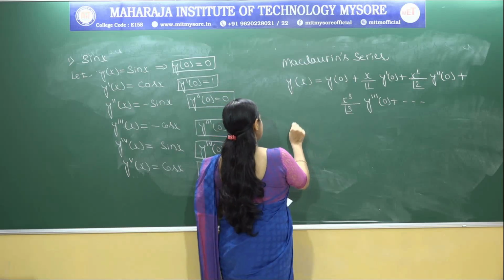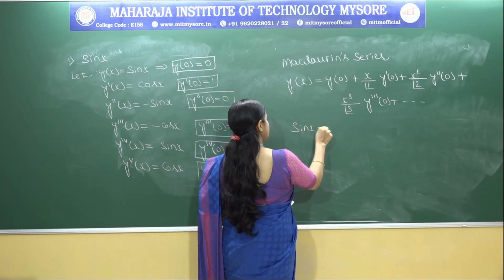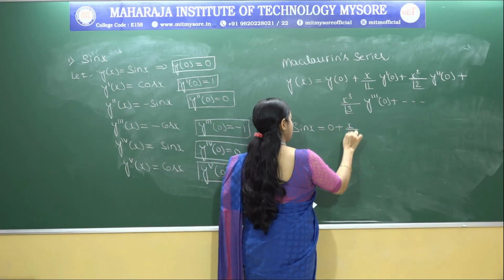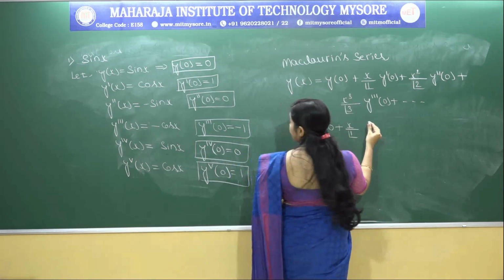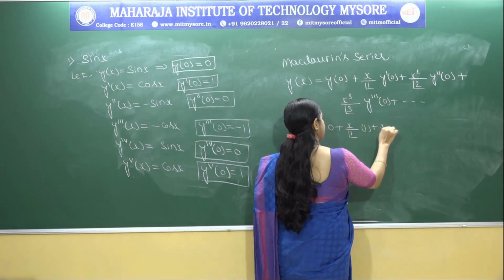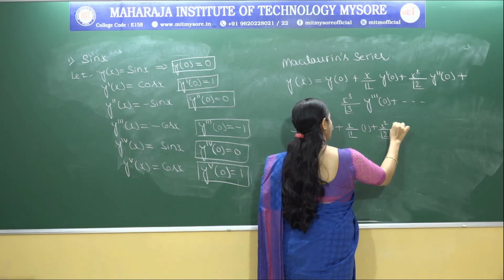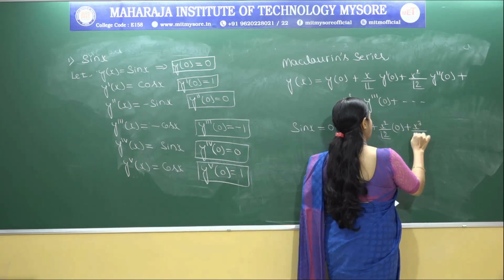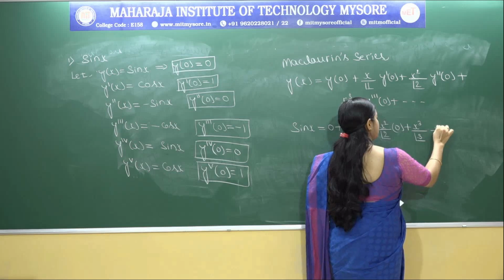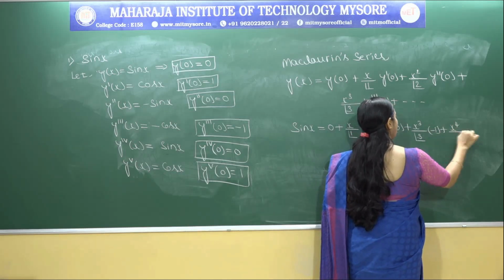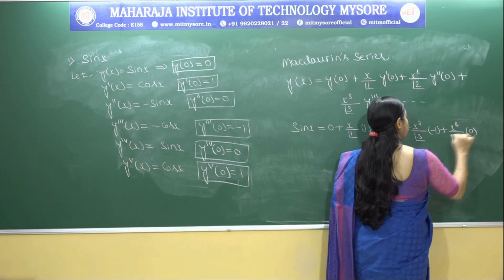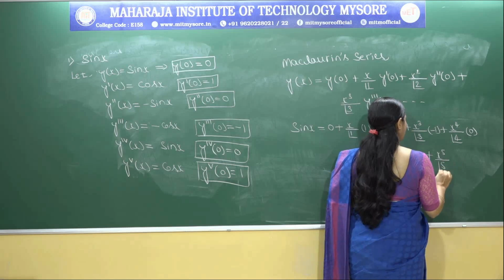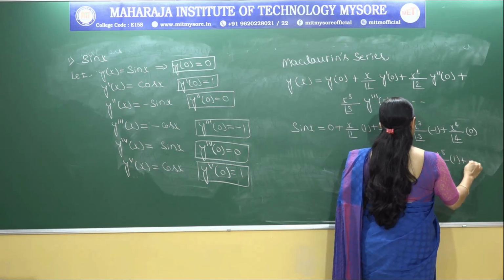So I go on substituting. The y of x is sin x. The first term, y of 0, is 0. Then x by 1 factorial, y dash of 0 is 1. x square divided by 2 factorial, y double dash of 0 is 0. The third term, x cube divided by 3 factorial, the third derivative is minus 1. x power 4 divided by 4 factorial, the fourth derivative is 0. x power 5 divided by 5 factorial, the fifth derivative is plus 1.